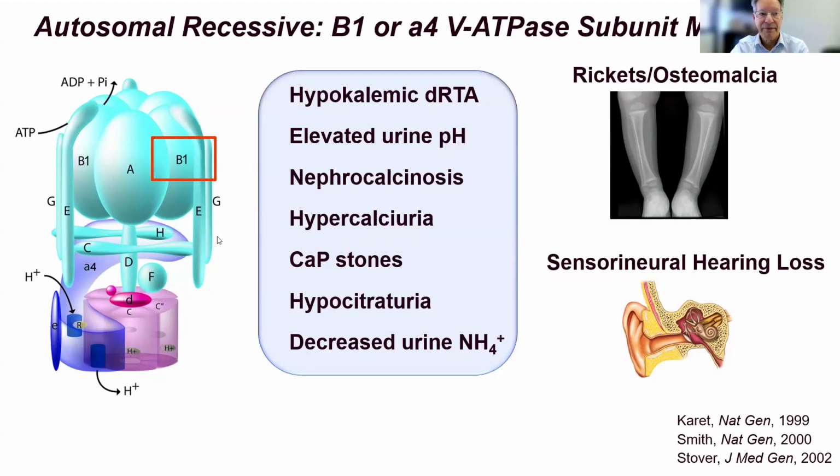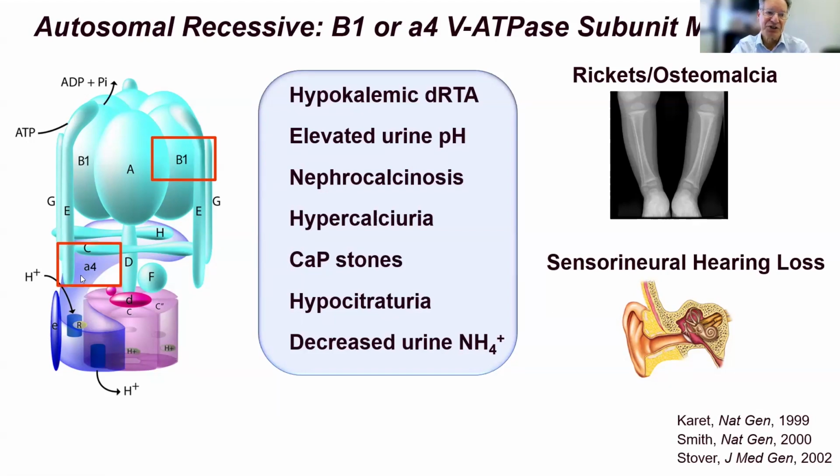This would be intracellular. And in one of the groups of patients where mutations have been found is in the B1 subunit. And it prevents ATP from being split, and therefore you don't generate the proton to acidify the lumen of the collecting duct. And they have hypokalemic distal RTA. They have a high urine pH in the steady state. They have nephrocalcinosis, hypercalciuria, calcium phosphate stones, low citrate, and they have decreased ammonium in the urine. They also get rickets and osteodystrophy, and because the vacuolar proton pump is important for inner ear function and hearing, they have sensorineural hearing loss.